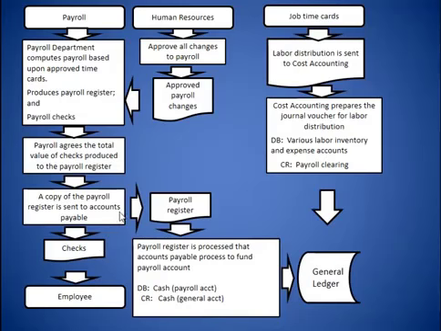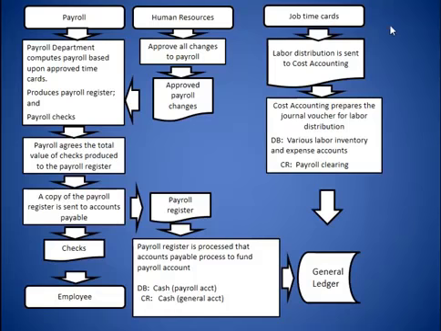At that point in time, the payroll register is processed so that accounts payable processes, in effect, a check or a wire transfer to fund the payroll account. And here you can see a debit to cash for the payroll account and a credit to the general ledger account. Generally speaking, as a good control, most companies will have a separate payroll account for their various payrolls because of the type of transactions that flow through those types of accounts.